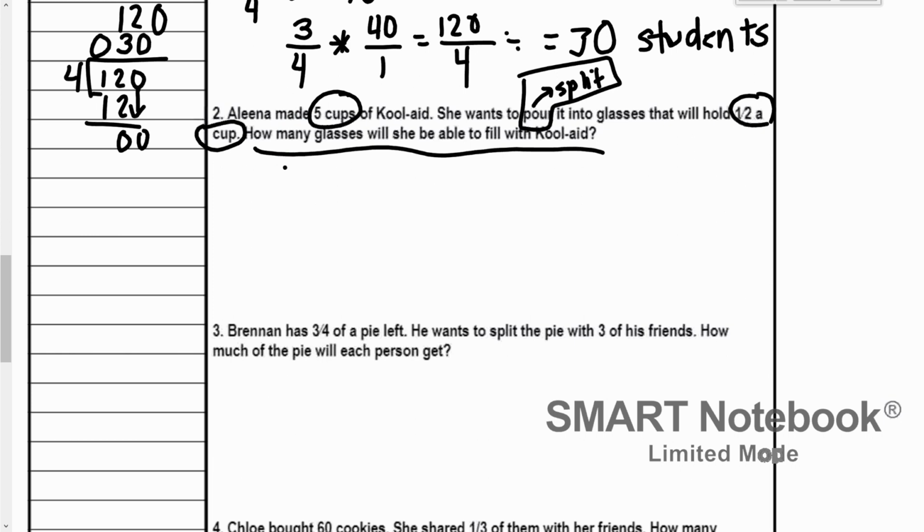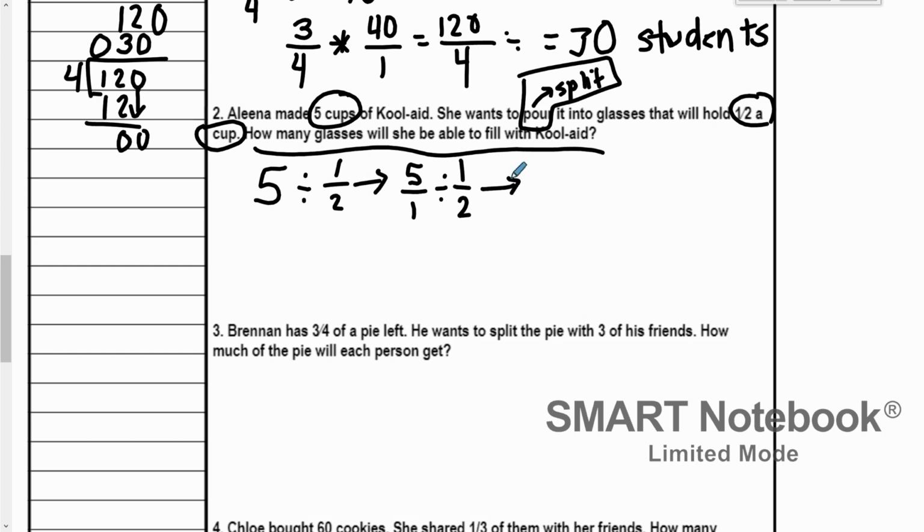So she has 5 cups of Kool-Aid. And that 5 cups of Kool-Aid is getting divided into half cups. And we want to know how many half cups can fit into that 5 cups of Kool-Aid. Right. So we are going to make 5 into a fraction by putting 5 over 1 and dividing it by 1/2. When we divide fractions, we keep, change, flip.